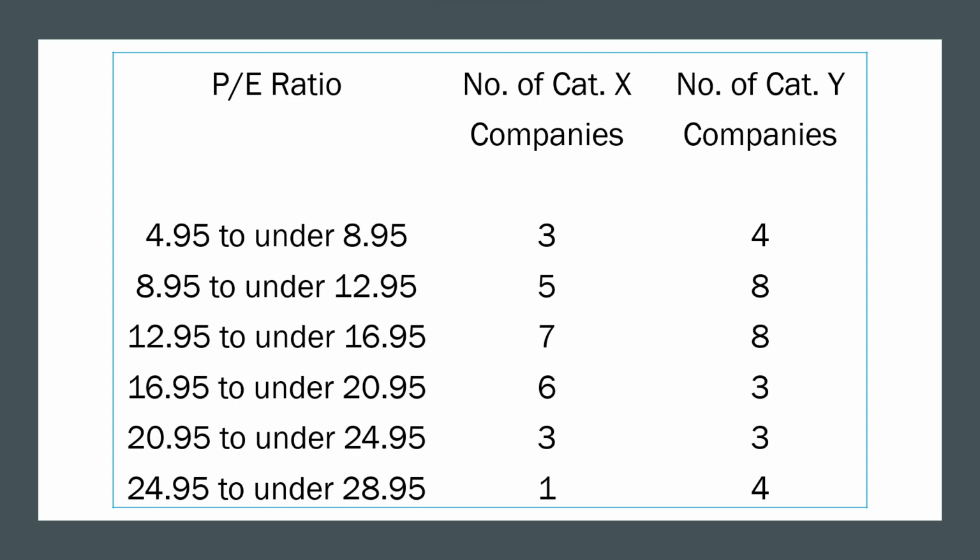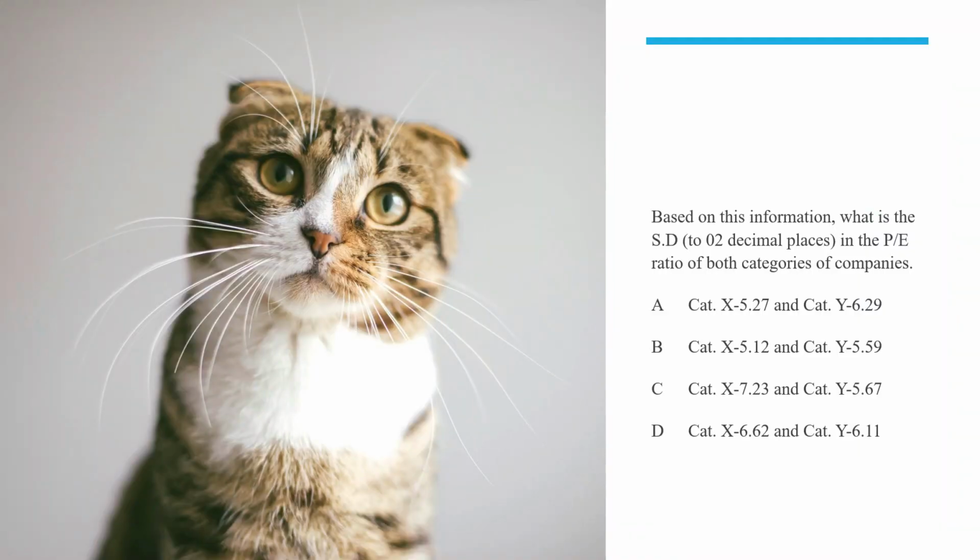For second slab, there are 5 in category X and 8 in category Y. Similarly, for the third slab, there are 7 in category X and 8 in category Y, and so on and so forth. Now, based on this information, what is the standard deviation to two decimal places in the PE ratio of both categories of companies?